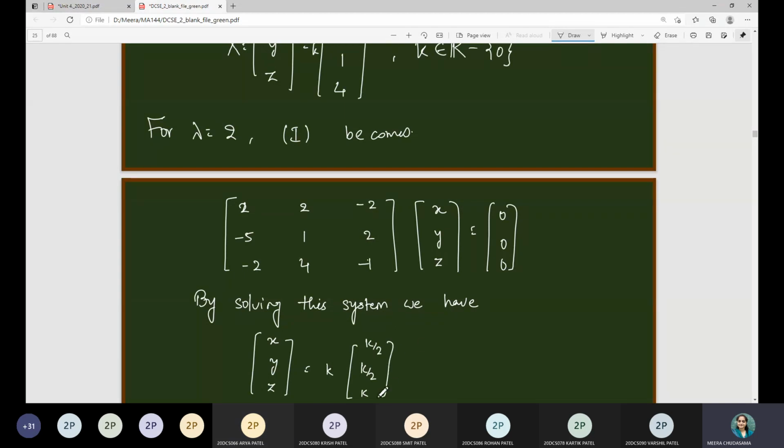If I consider K by 2 common, K by 2 will again be one scalar. Let me denote it with K1, so K1 is K by 2. In that case, 1, 1, 2. So directly, if you take Z as 2K, then also you will have that 1, 1, 2 as the eigenvector. Let me see how many of you are getting this answer.